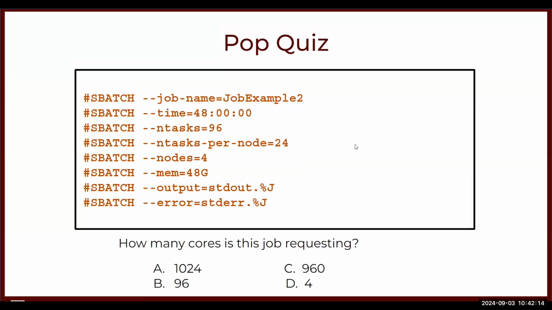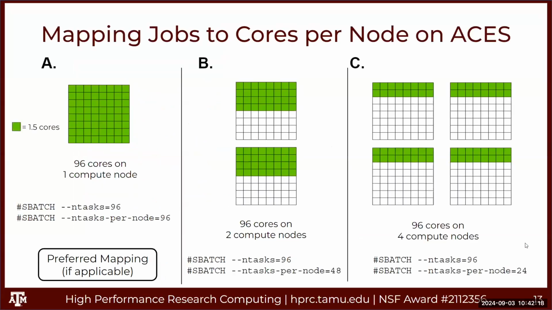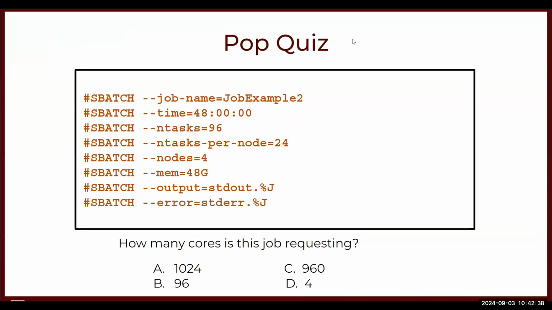As you can see, this batch parameter is matching our example right here, example C. We have 96 cores in 4 compute nodes, and you have 24 cores per node, since it's 96 divided by 4. So 96 tasks equals 96 cores.